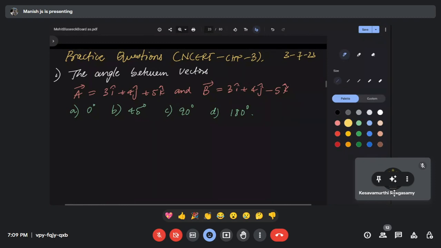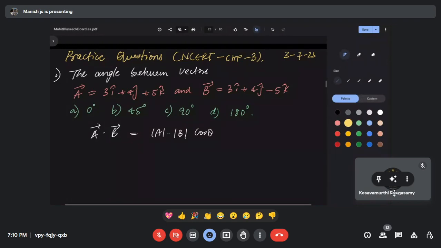Sir, 0 degrees, sir. Okay. So how do you arrive at 0 degrees? Sir, cos theta equal to a vector dot b vector by mod a vector mod b vector, sir. Correct. Perfect. Sir, a vector dot b vector: 3 3s are 9 plus 4 4s are 16 minus 5 5s are 25, sir. Okay. So did you use this formula? That is vector a dot vector b is equal to mod a into mod b into cos theta.